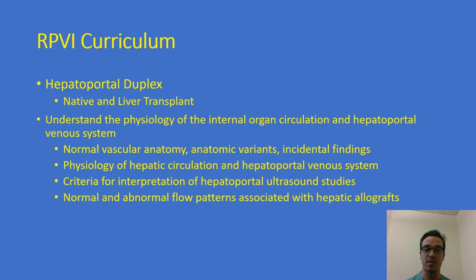We will understand the physiology of the internal organ circulation and hepatoportal venous system by explaining the normal vascular anatomy, anatomic variants, and incidental findings, as well as the physiology of the hepatic circulation and hepatoportal venous system. By understanding these things, we will have a thorough understanding and interpretation of hepatoportal ultrasound studies and the normal and abnormal flow patterns associated with hepatic allografts.